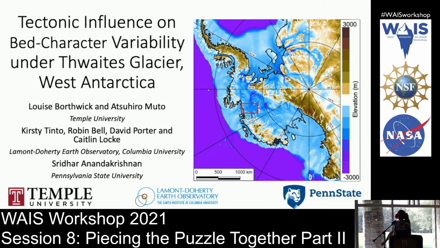So Thwaites is located here in this red box, and as we just heard in the last session, it's a very important part of the West Antarctic system. And today I'm specifically going to be looking at the upper crustal structures under Thwaites and how they relate to the conditions at the bed of Thwaites.